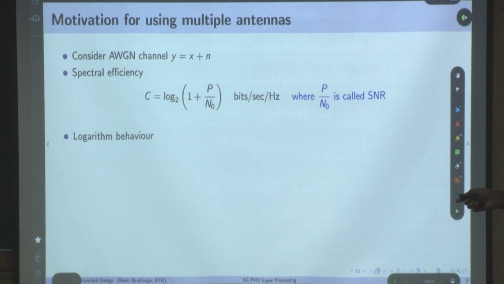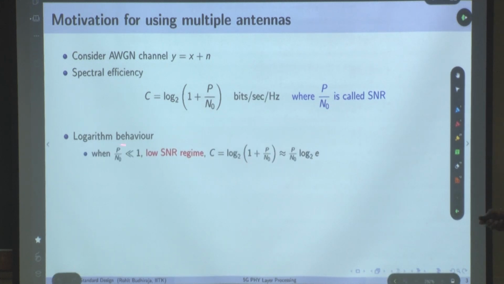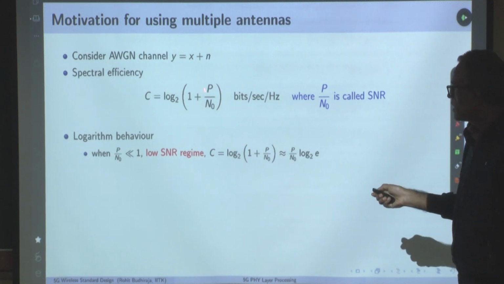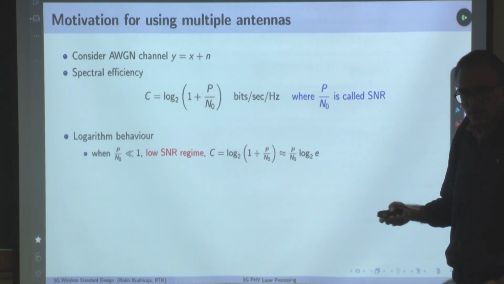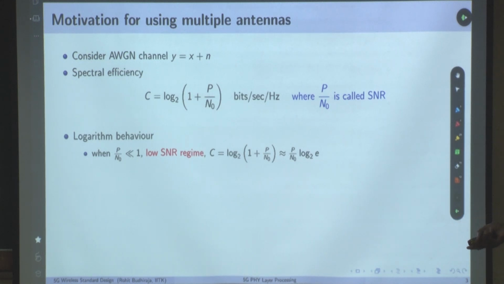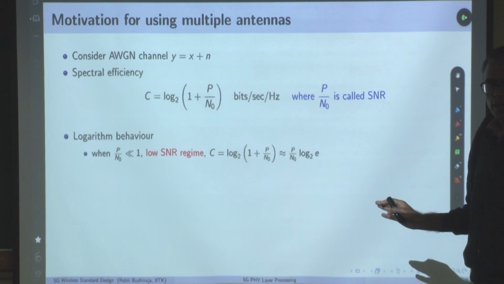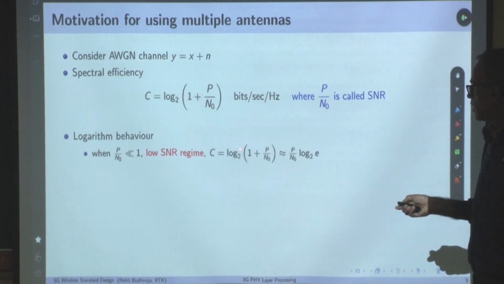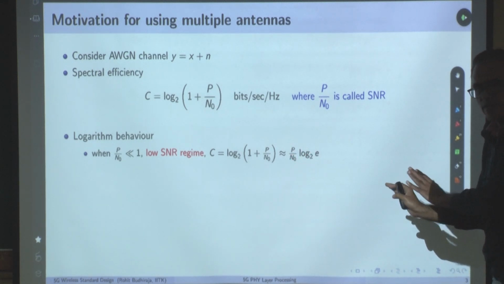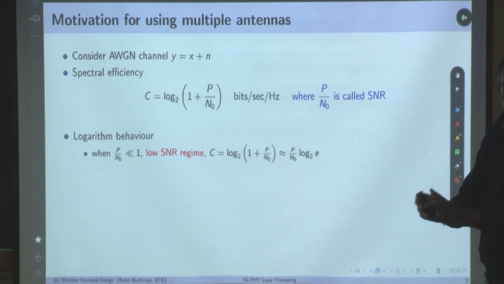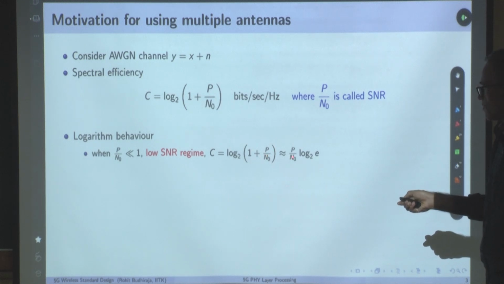Now how does the logarithm behave? We did not talk about this earlier. Suppose P by N naught is much less than 1. What are we saying here? The SNR value is much less than 1. P by N naught is a ratio; it can be greater than 1, it can be less than 1, and it cannot be less than 0, since it's a ratio of 2 powers. So we call this a low SNR regime. In that case, the logarithm is approximately equal to this. This is basic logarithm behavior, nothing to do with MIMO, nothing to do with wireless. If P by N naught is a number much less than 1, they are the same.